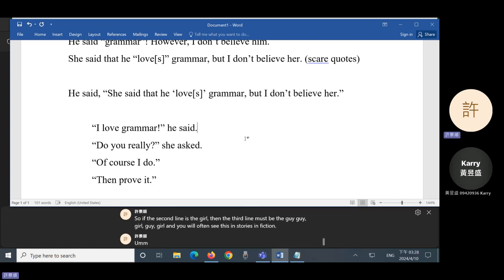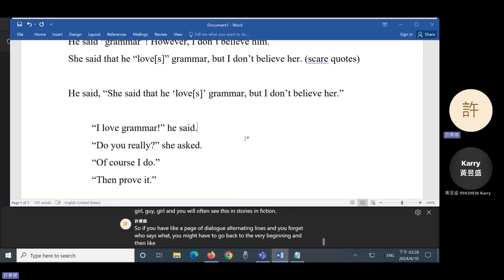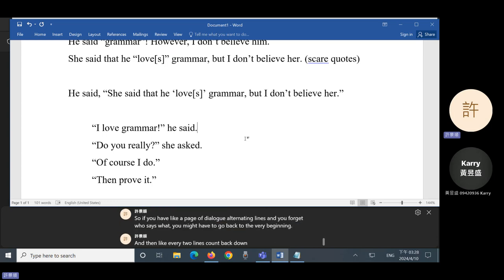So if you have a page of dialogue, alternating lines, and you forget who says what, you might have to go back to the very beginning and then every two lines count back down. But in those cases, it's probably a sign that this is not a very good story if it's so easy to mix up the two people.